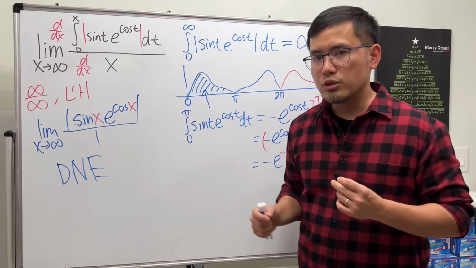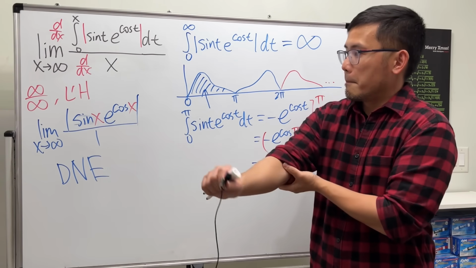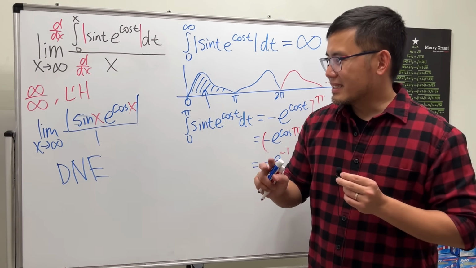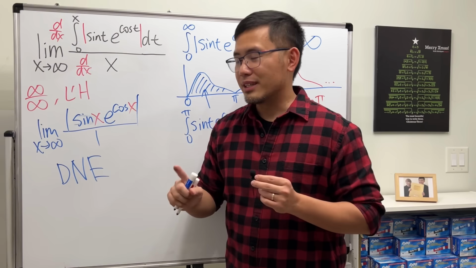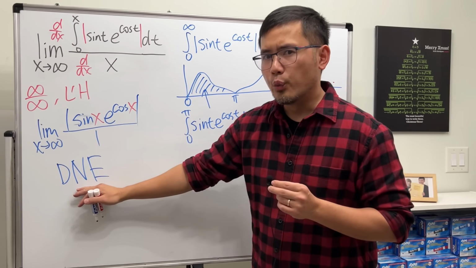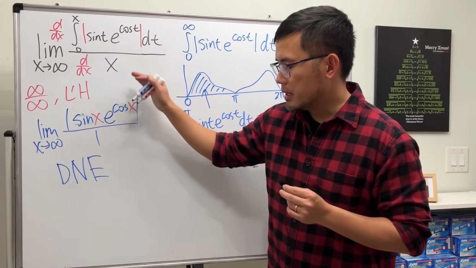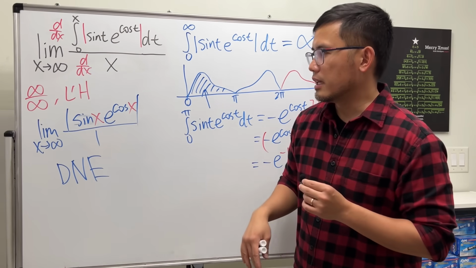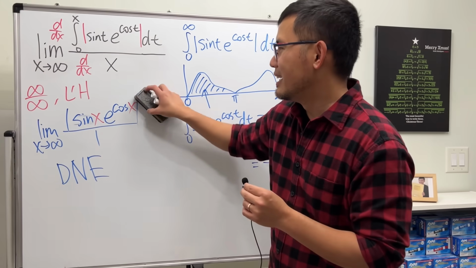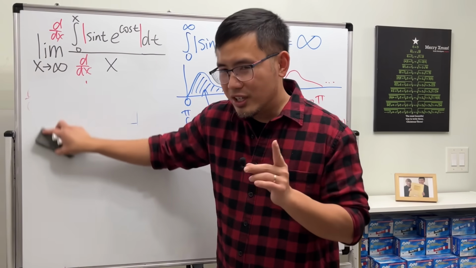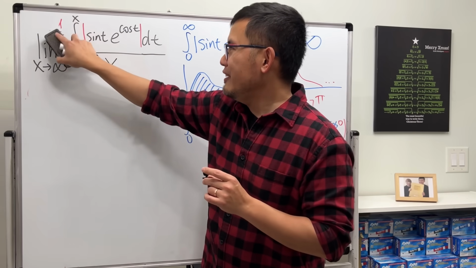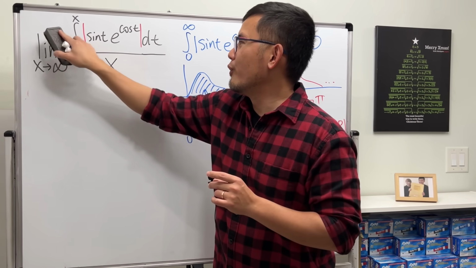So does that mean the original limit doesn't exist either? No. In fact, we cannot do the following. If we use L'Hopital's rule, if this limit does not exist, we cannot necessarily say the original limit doesn't exist either. It's not necessarily true. So how are we supposed to take care of this? You see, this right here is a legitimate example where you cannot use L'Hopital's rule, even though you have infinity over infinity.